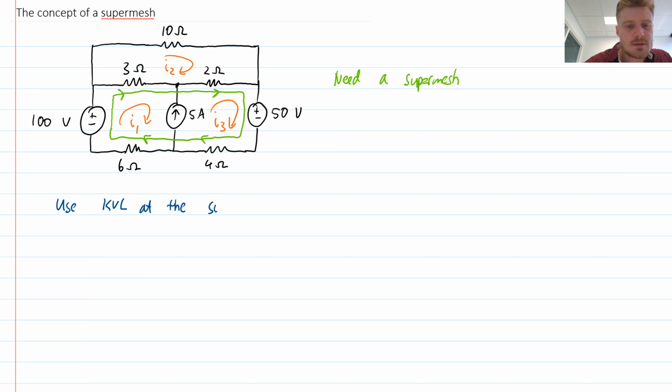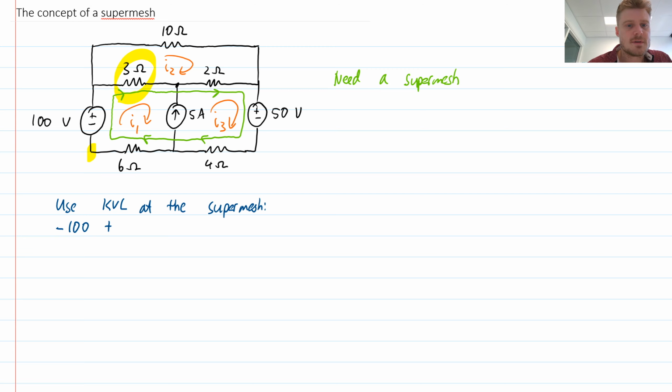So let's choose a place to start, let's say the bottom left corner, and I'll proceed in a clockwise direction as I've drawn it. So that's a negative 100 volts for that source. Then there'll be the 3 ohm resistor. So I get to here. For this 3 ohm resistor in the direction of travel, I have current I1 minus I2. So this is Ohm's law at my 3 ohm resistor.